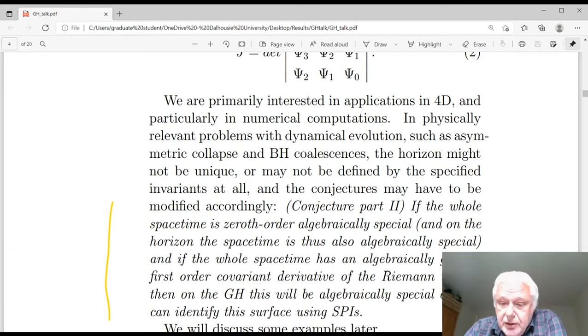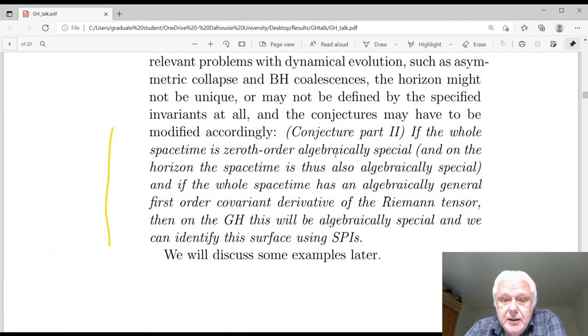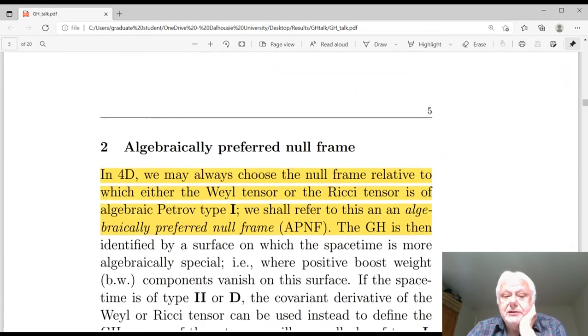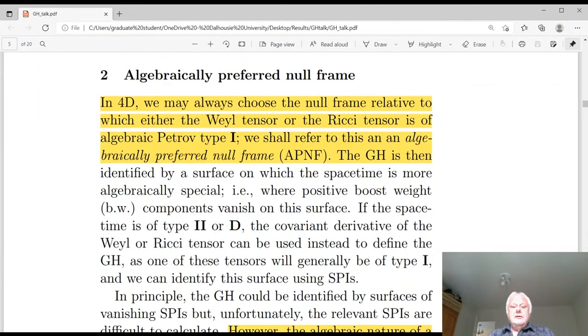Here's the comment concerning what I said a moment ago. If, however, the spacetime that we start off with is zeroth order algebraically special, that is, the Weyl tensor is already algebraically special, then this horizon is located by the fact that the covariant derivative of the Weyl tensor is zero on this surface. So that's the background. The basic idea is that by looking at the algebraic specialization of the Weyl tensor, which can be determined by curvature invariants, we can actually locate these special surfaces.